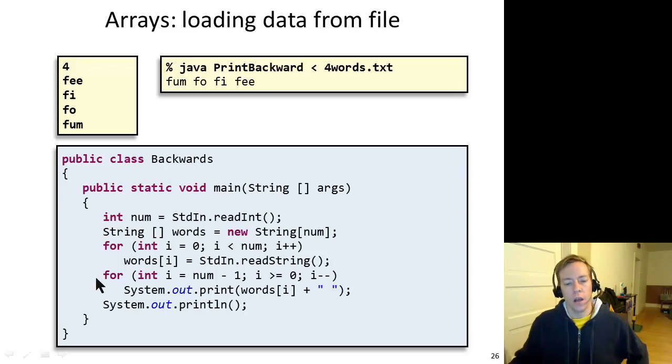Then we print them out in reverse order. Since we put them in that order, I made a for loop here that goes backwards. It starts at 3 and works its way down to 0, including 0. The first time this loop runs, i is going to be 3, then 2, then 1, and then 0. So it's going to print out the words in reverse order.